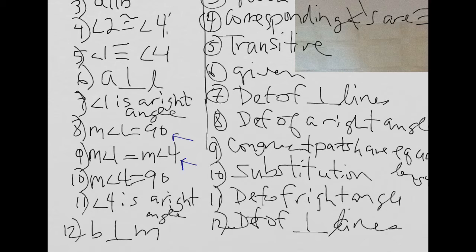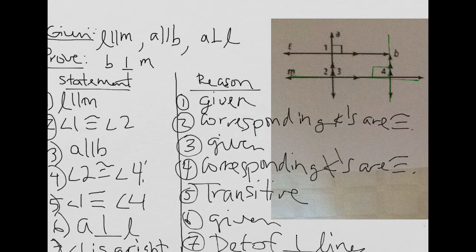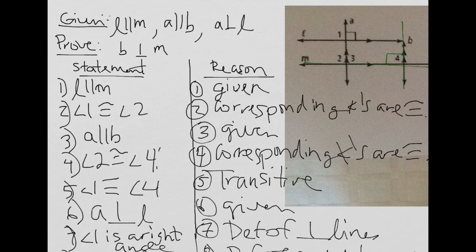So that was a big proof. That was 12 steps here. Hopefully you guys understood kind of the flow of the stuff. And again, any questions, just ask me or Mr. Reed.